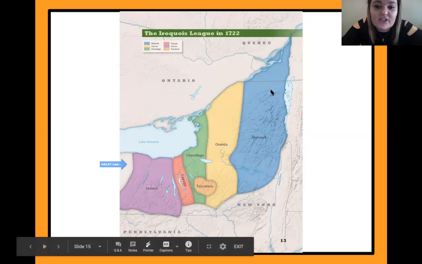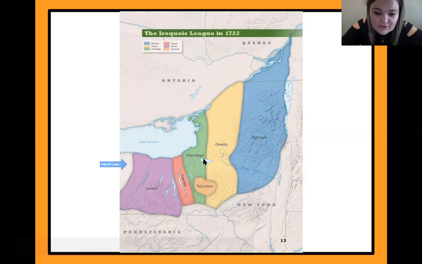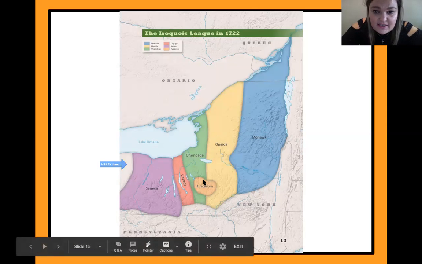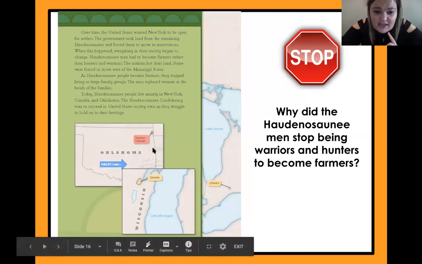So this is what their land used to look like. And if we see, it's part of New York and Pennsylvania. It looks like quite a bit of land. Got the Mohawks, the Oneidas, Onondagas. So they got quite a bit of land. Now let's look how it changed.